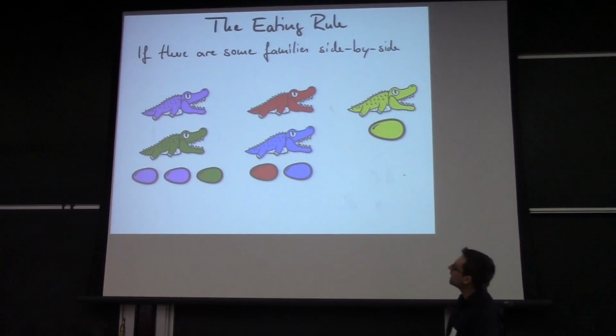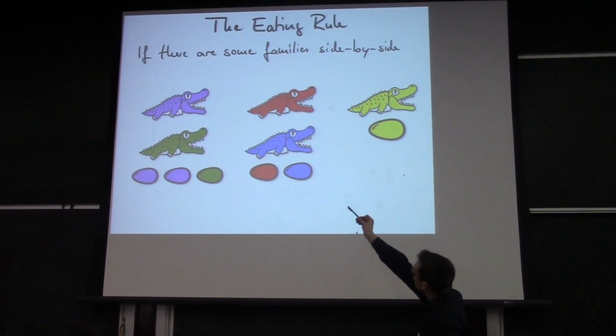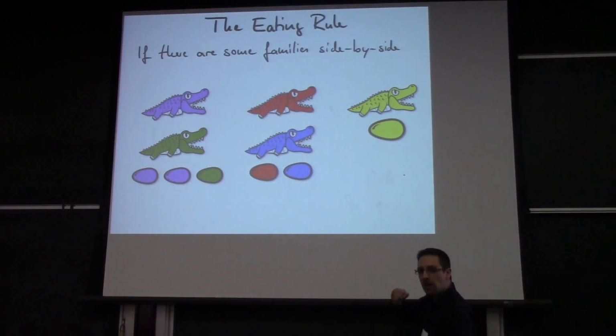So the first rule is the eating rule, and essentially you've already seen it, but it's a little bit more detailed than what we've watched so far. Whenever we have such a, say, big family next to each other, then we can apply the eating rule. But it's somewhat restricted.